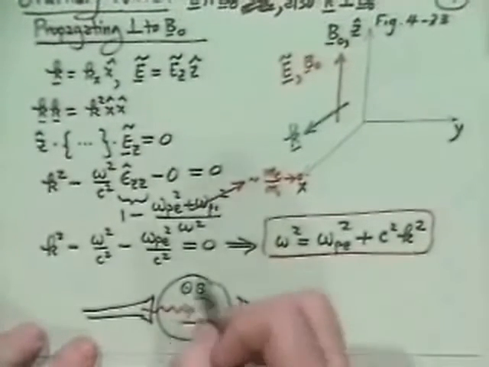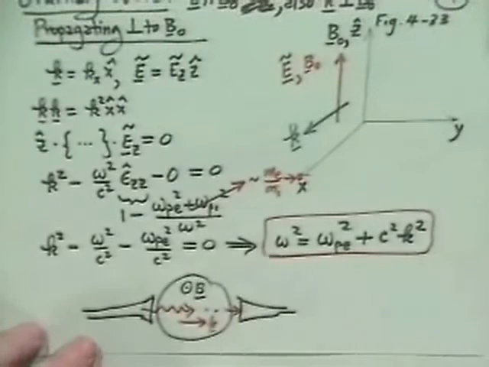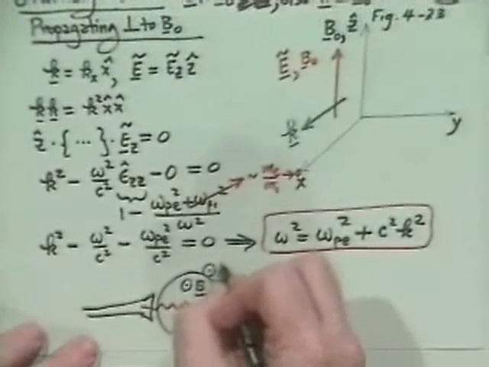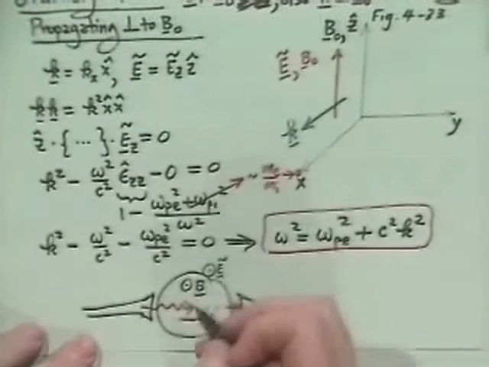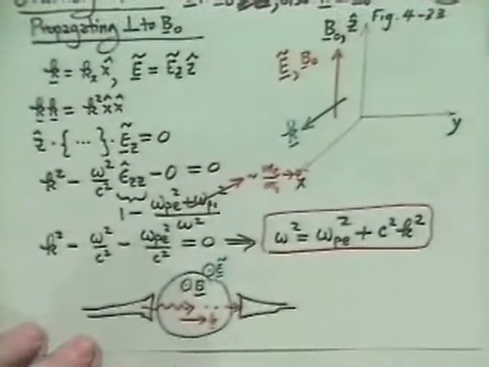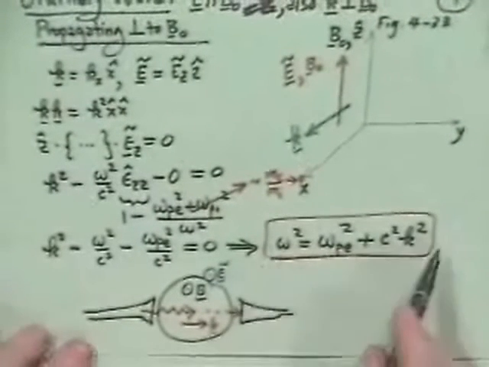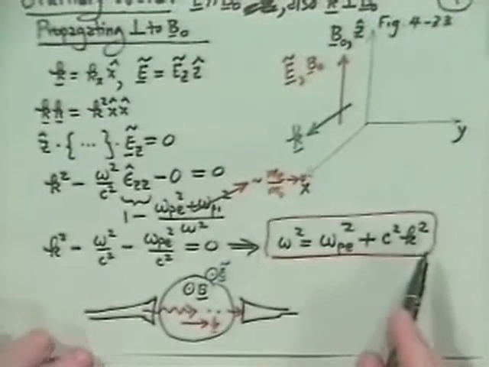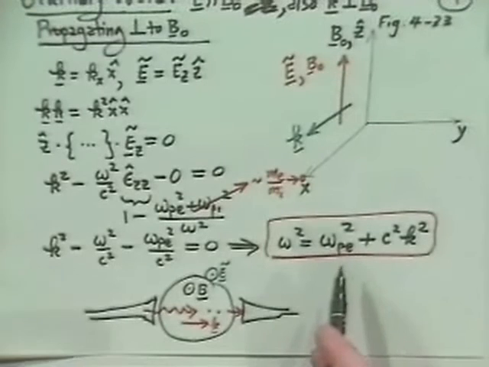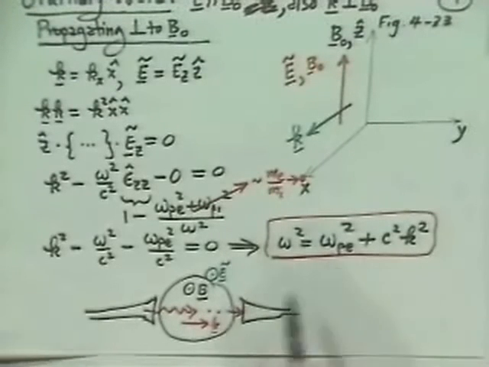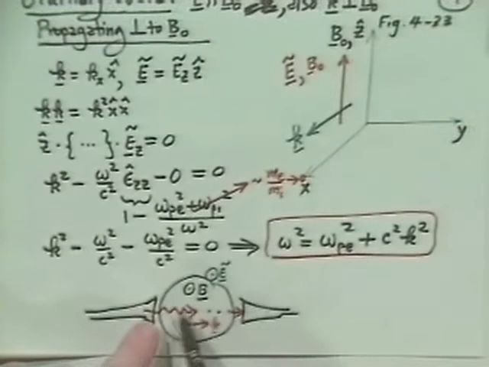But as long as I arrange it so that the electric field vector is also coming out of the board or going into the board, parallel, anti-parallel, either one is okay, I'll get the same dispersion relation, hence the same number of fringe shifts, or phase shift in the microwaves going through the plasma, whether I had a magnetic field there or not. So in other words, it doesn't depend upon the presence of the magnetic field.